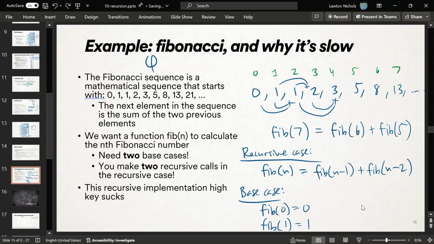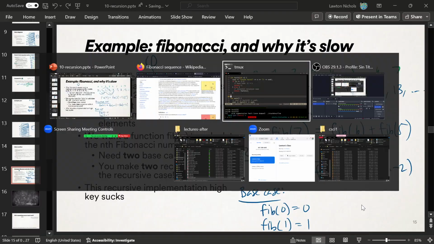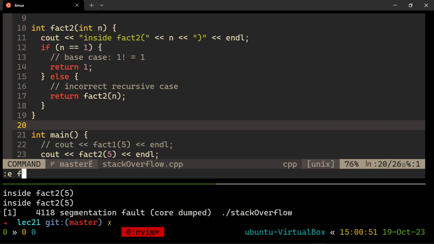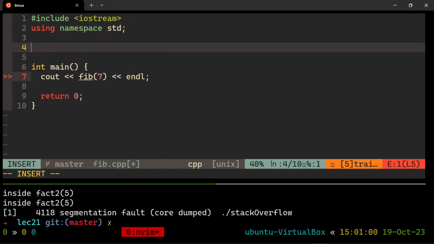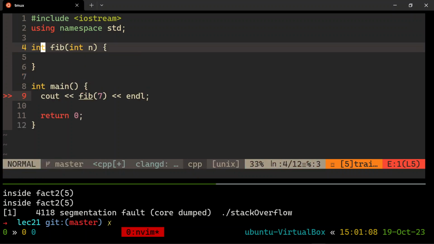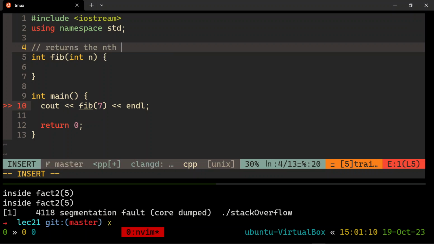Okay. Let us implement this, and there is a bit of a problem, but we'll get there. So I will say cout fib of 7. Give me the 7th Fibonacci number. We're going to make a function that does that. So called fib takes an n and gives you back an int because Fibonacci sequence numbers are ints. And so this will return the nth Fibonacci number.